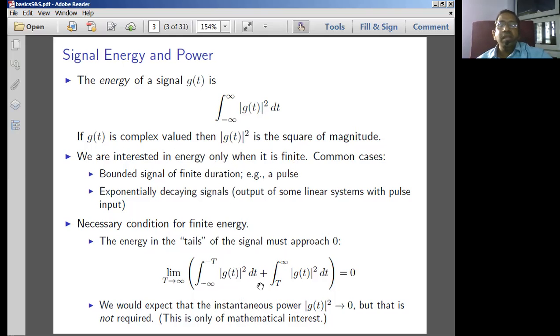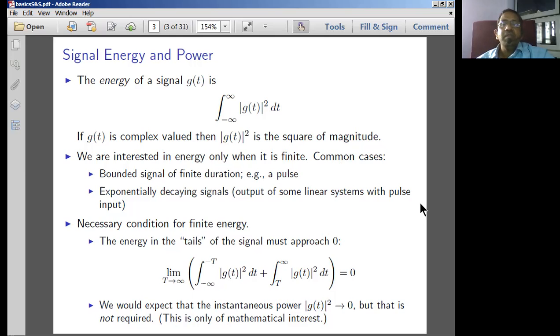A practical example of an energy signal is the pulse signal. What is a pulse? A pulse is just one step up and one step down. So after stepping up, it comes down after some period of time. After that, the signal is not going to exist.